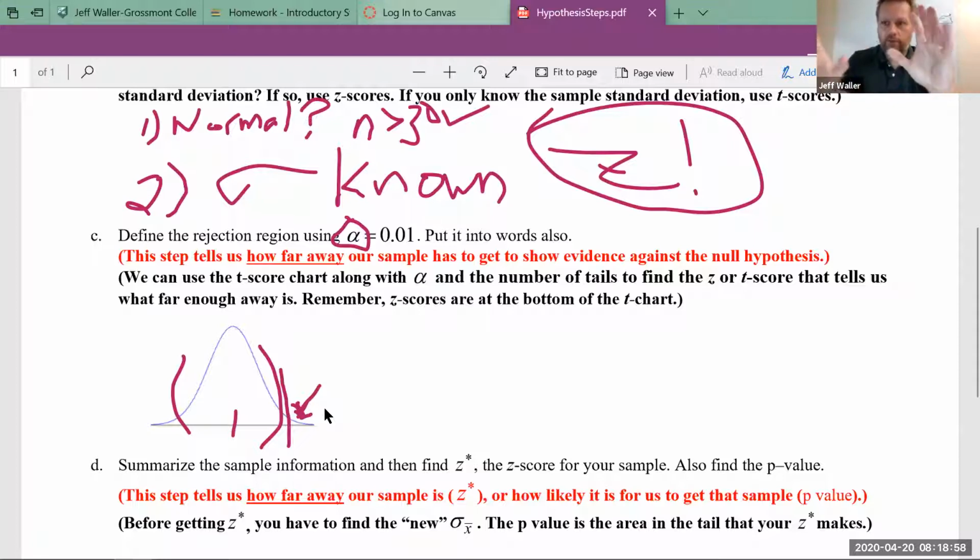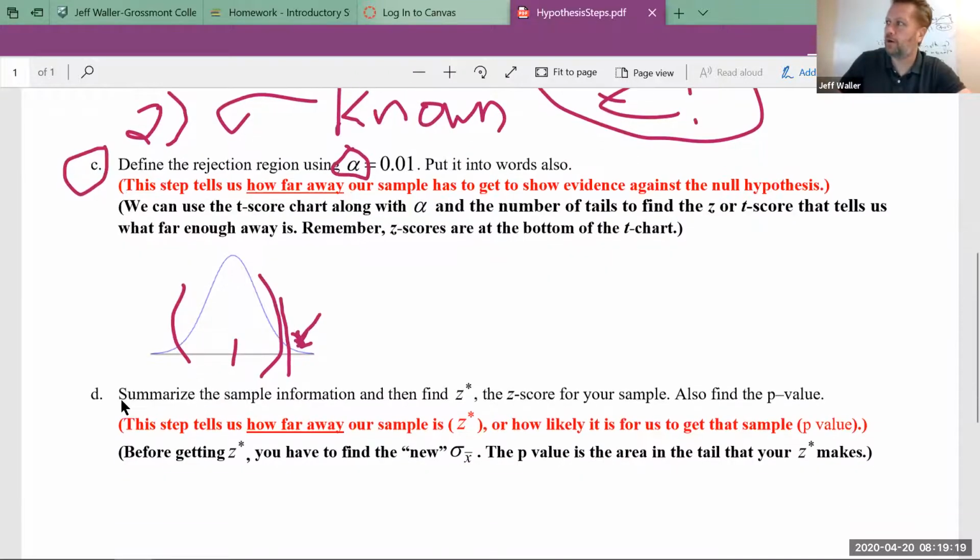So really here, you ready? Here we go. So a hypothesis test boils down to 2 things. What's far enough away to show evidence? And then how far away did my sample get? So the most important step in this test is part C. Part C sets up a benchmark. You've got to get this far away. And then part D is going to be where we actually see where the sample goes. Was it far enough away or not?